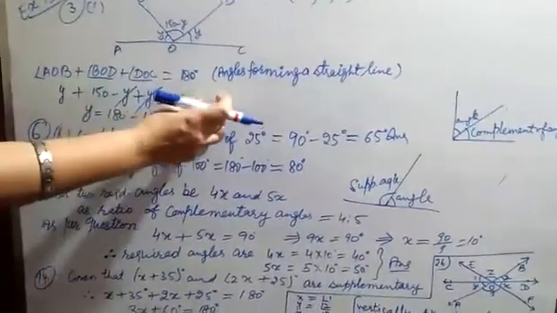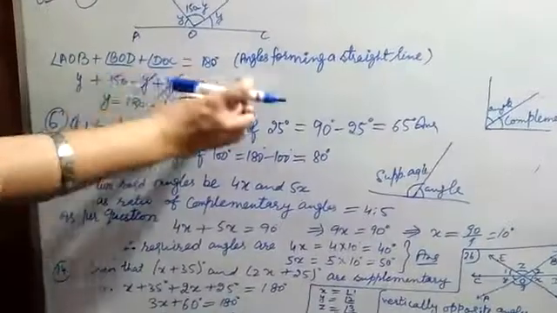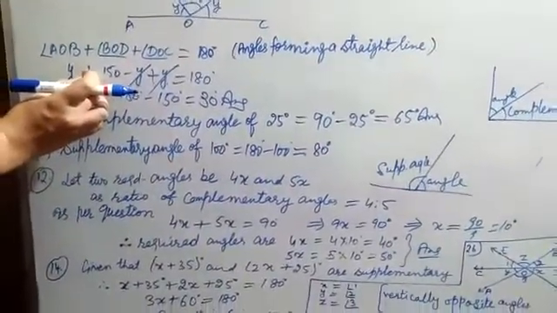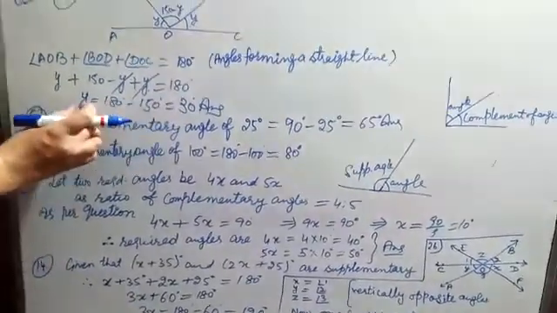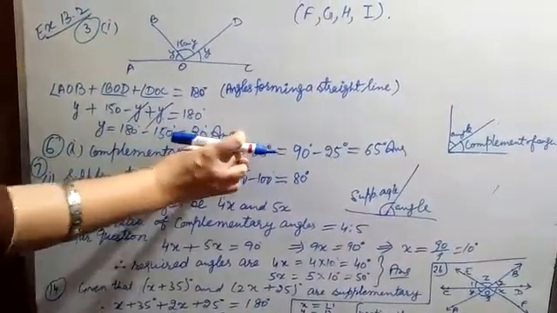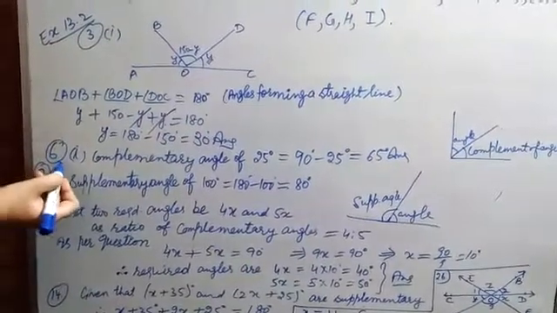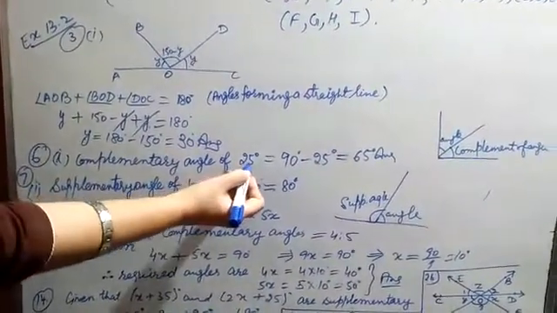This 150 is shifted to the other side. When you change the side, its sign will change. Plus 150 goes to the other side, it becomes minus 150. So we got here y equal to 30. That's your answer. And next we have to find the complementary angle of 25 degrees.